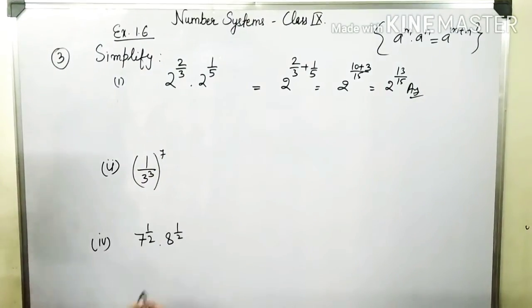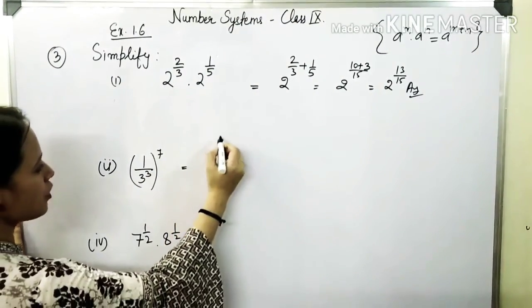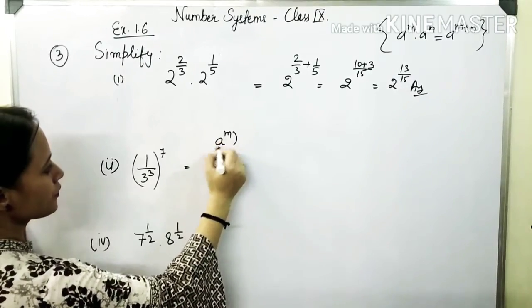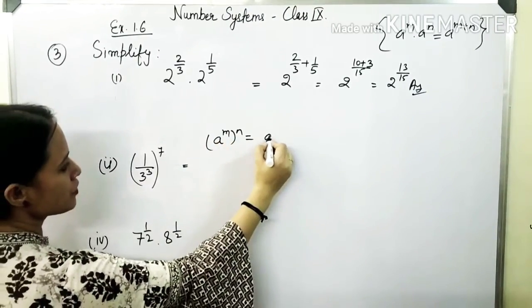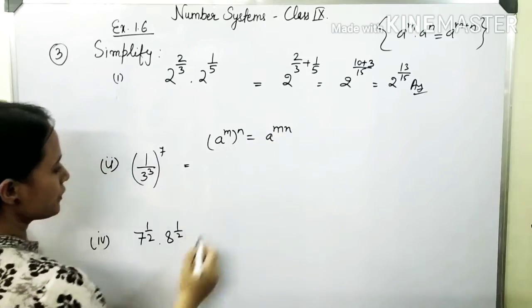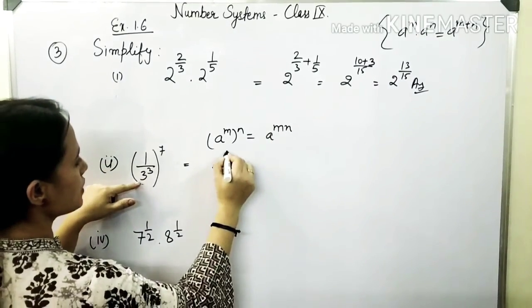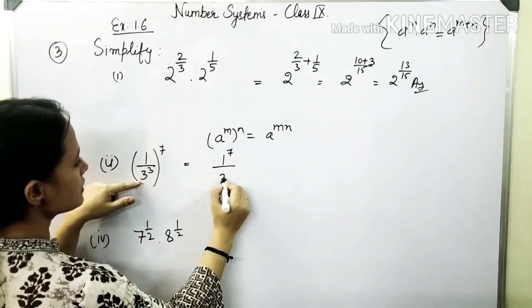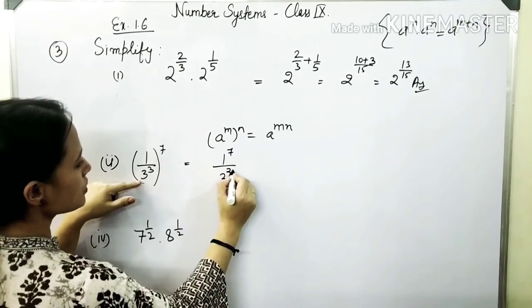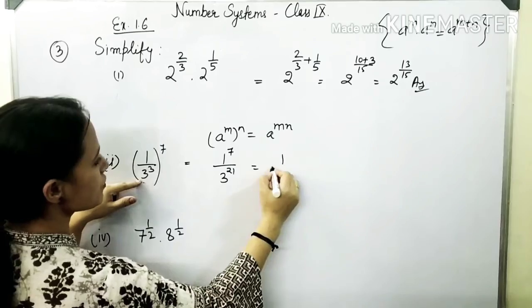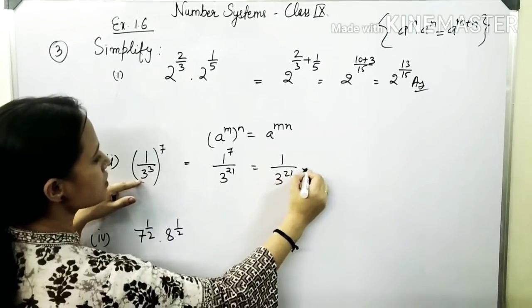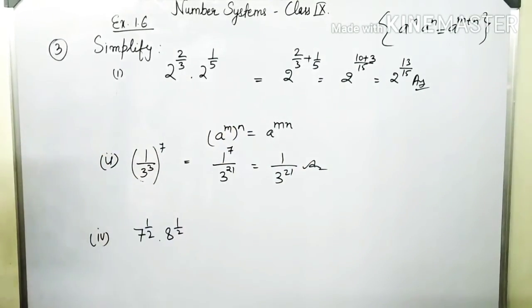Fifth part, here we will use the law a raised to the power m whole raised to the power n, which gives us mn. So you can see that 1 raised to the power 3, whole raised to the power 7, will become 1 raised to the power 3 into 7, that is 21. So 1 raised to the power 21 will give you 1, and you can just leave the answer because we just have to simplify this.